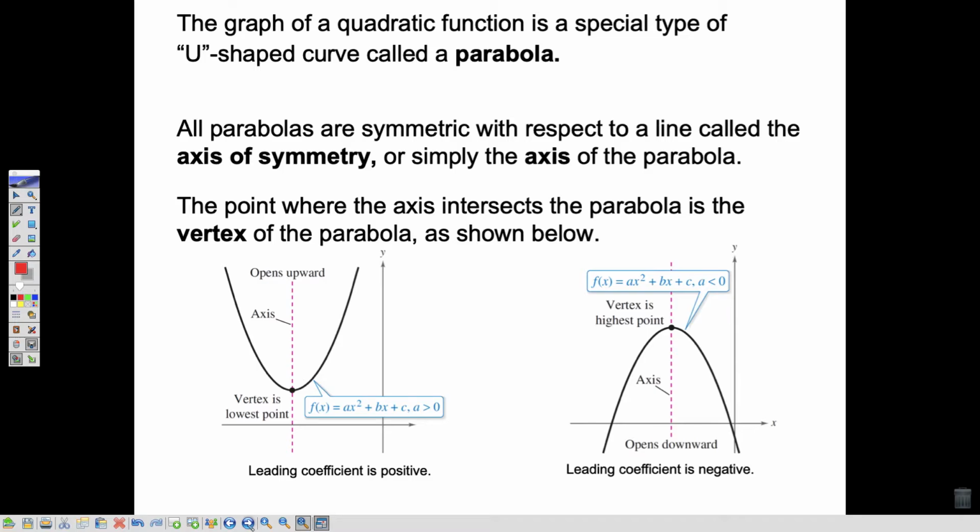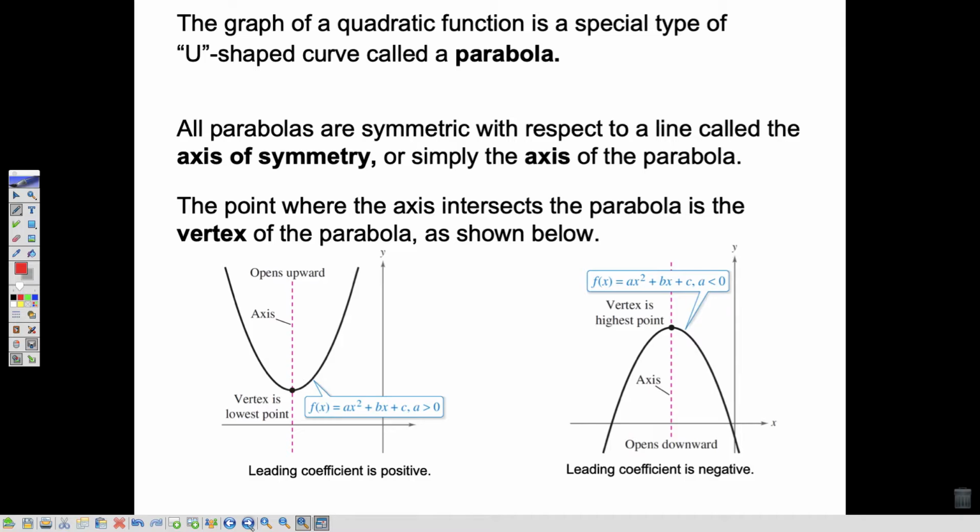Okay, they are symmetric. Do you see these? They're symmetric through the vertex. Did you know that? Yeah, see? You knew all this stuff. All parabolas are symmetric with respect to the axis of symmetry, which goes through the vertex. That's it.